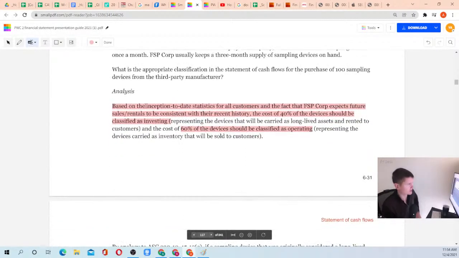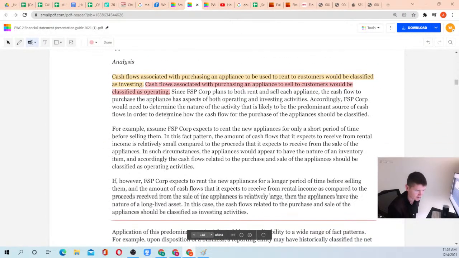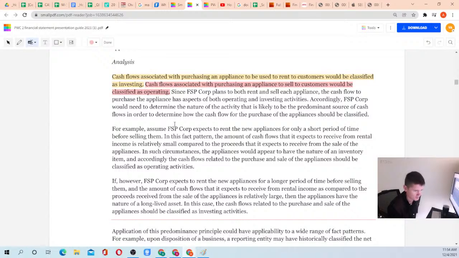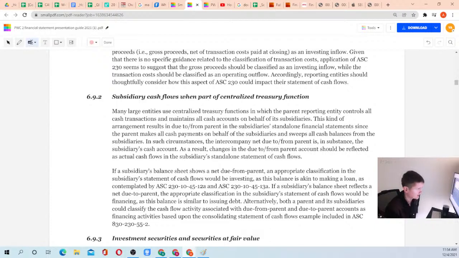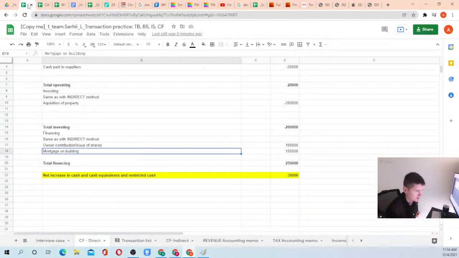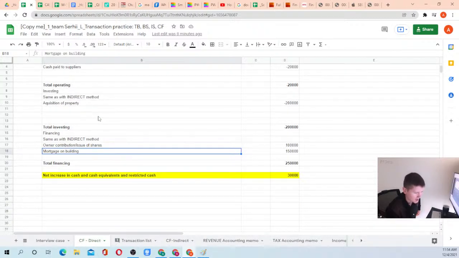Okay, we are running out of time. I shared the link to the guidance with you. Hopefully you will be willing to read it through. Page 88. On the next lecture, we will go into our homework file and we'll work through our cash flows.